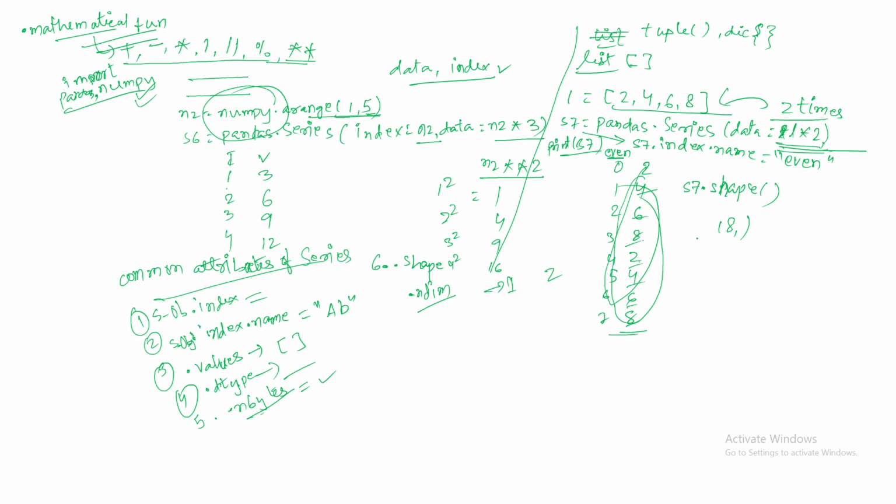Size, if we write S7 dot size, then what happens? Whenever we write size, it will give the total number of elements without the tuple. So the answer will be only 8.